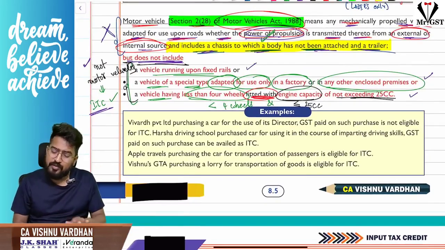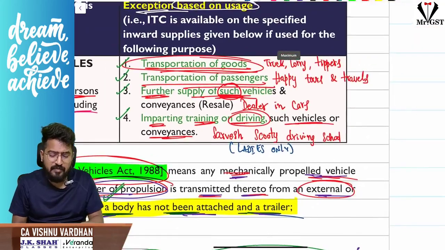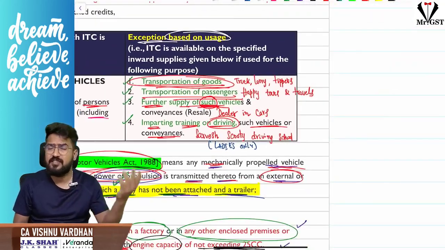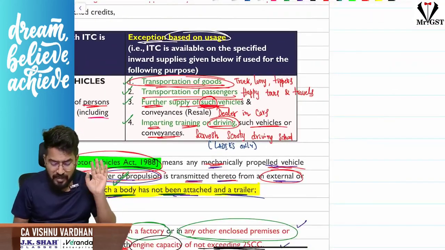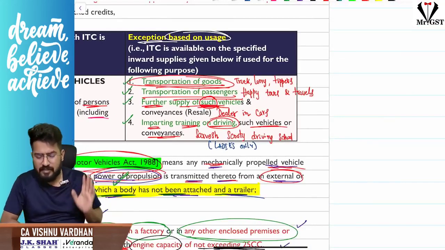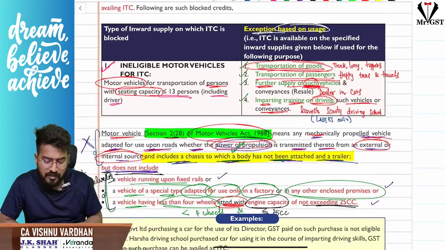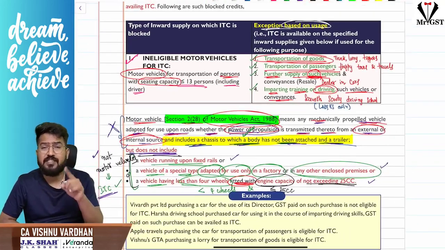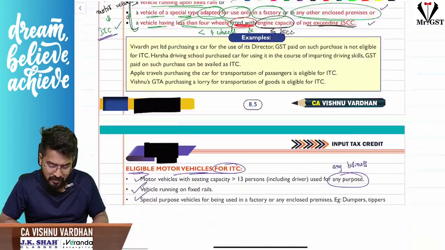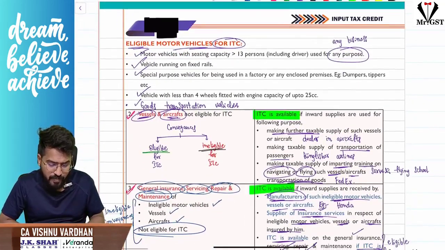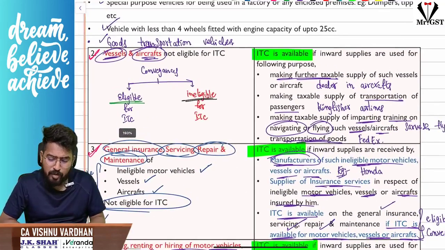Now, I am buying a vehicle with less than or equal to 13 seating capacity, but for these purposes, transporting goods, transporting passengers, further supply of such conveyances, and imparting training in driving skills, then you can take ITC. In other cases, you cannot take ITC if it is less than or equal to 13 seating capacity. Hope it is clear for you. Next, the same logic is equally applicable.